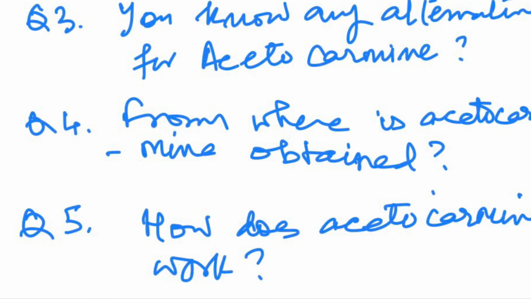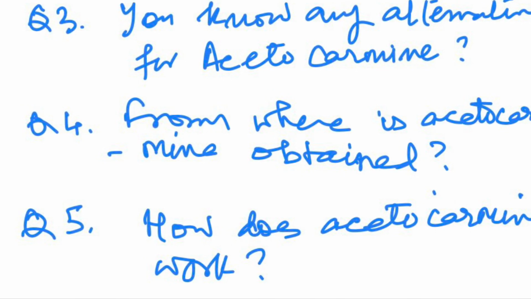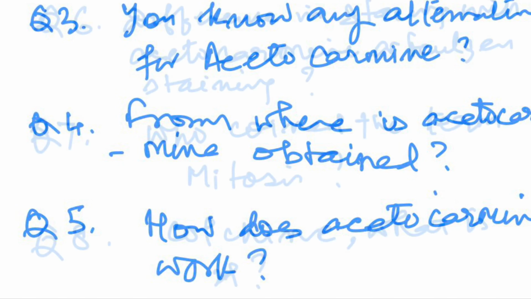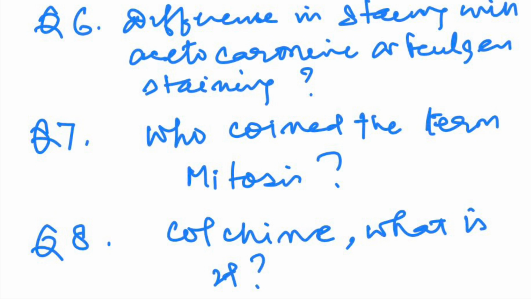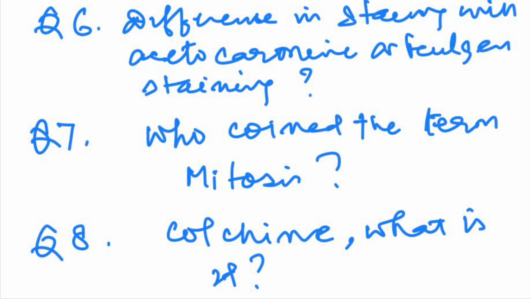And then you observe the slides under the microscope and look for the stages. Then the other question which may come: what is the difference between acetocarmine and Feulgen staining? That you know now already, that Feulgen is specific for DNA and may be used for quantitative estimation of DNA also, but acetocarmine is relatively non-specific. Then suddenly you may be asked, because sometimes they divert, who coined the term mitosis? You answer Walther Flemming maybe.